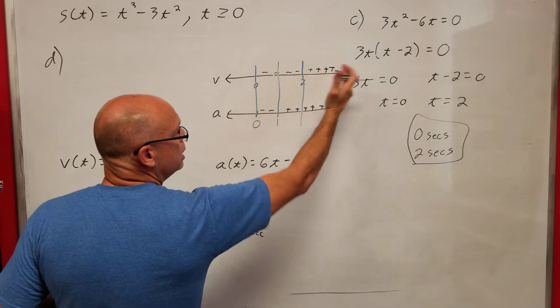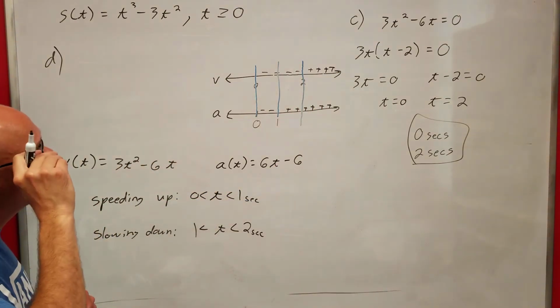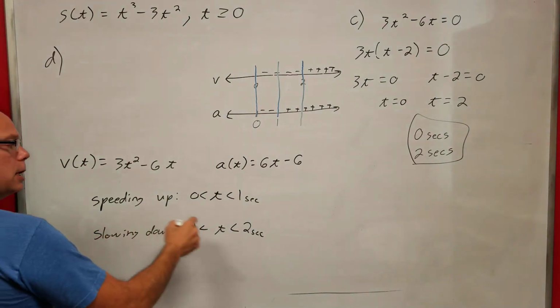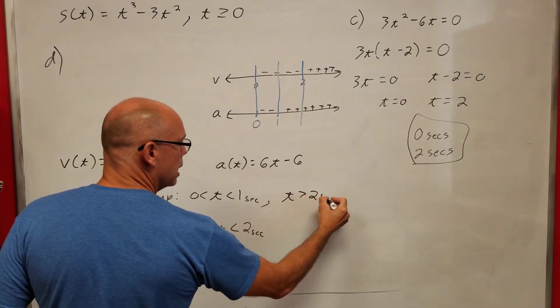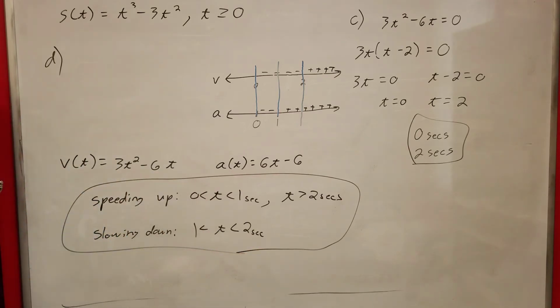How about for 2 beyond? They're both positive, right? So what is my particle doing? Speeding up. So where's it speeding up again? Whenever t is greater than 2 seconds. There's where it's speeding up and slowing down.